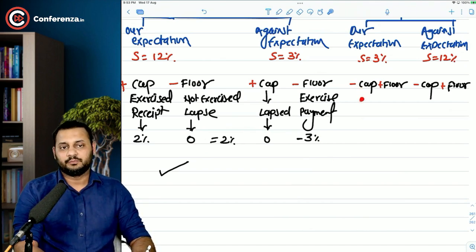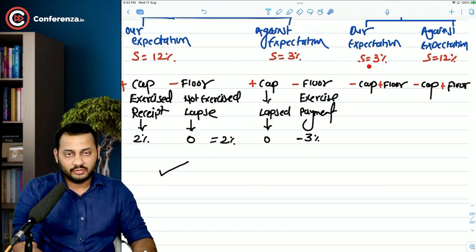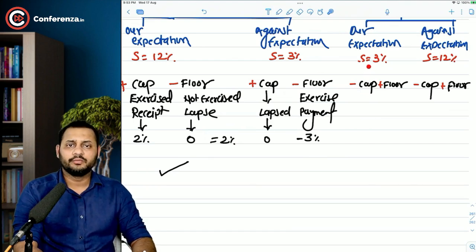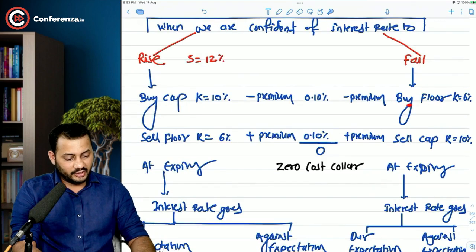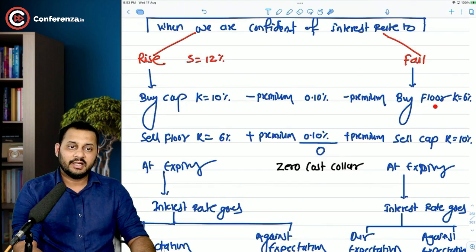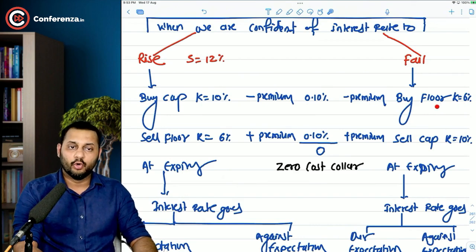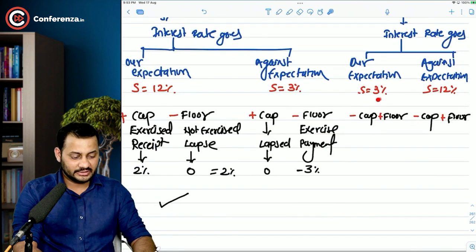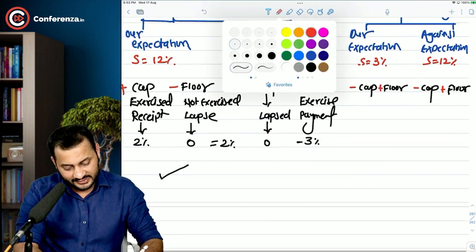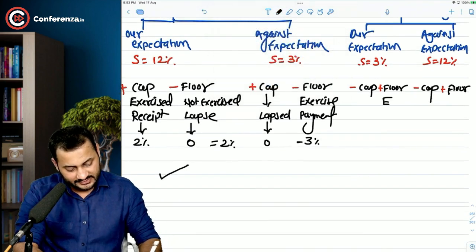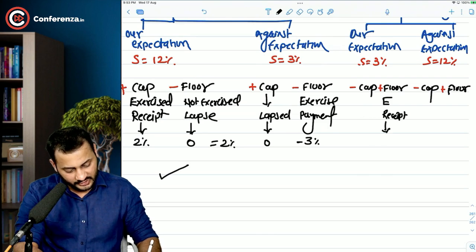So what will happen if it has gone to 3%? If it goes to 3%, I had bought a floor option, and in that the rate should not go below. Floor option means below 6%. If it has gone below 6%, yes sir, it has gone below 6%, that means the floor option will get exercised. This will get exercised and I will receive the difference amount, that is 3%.